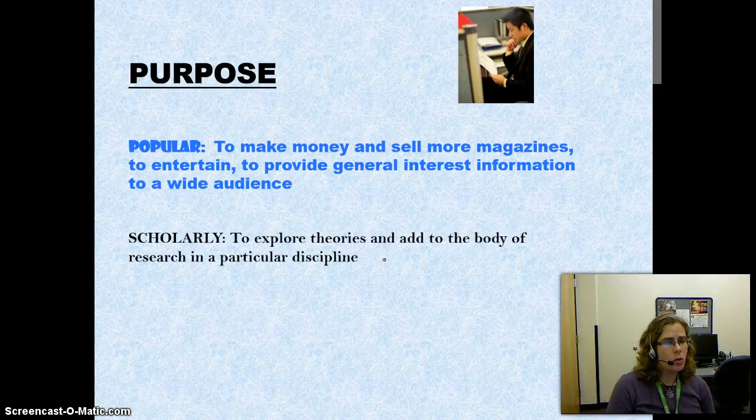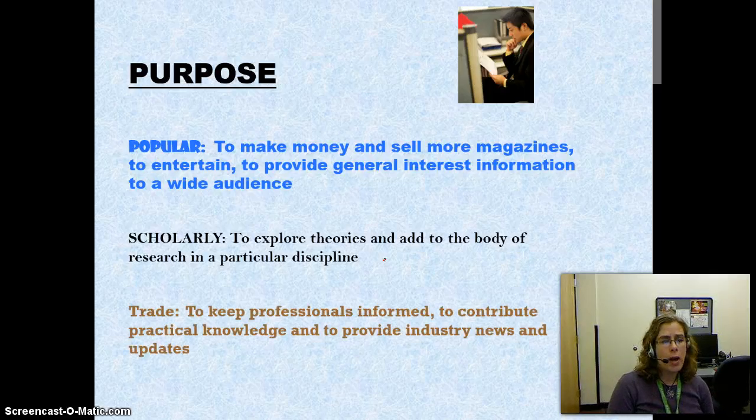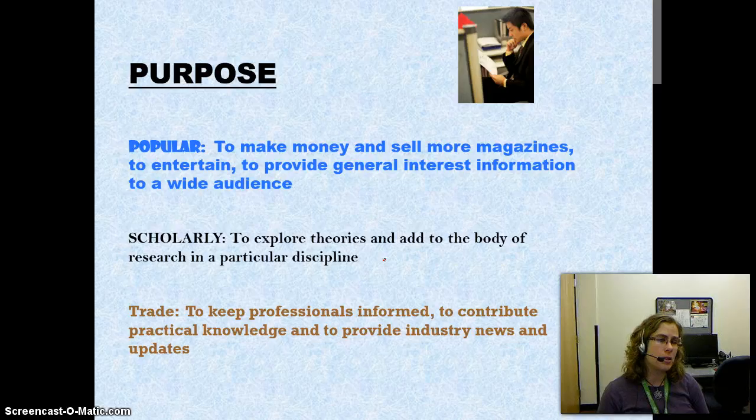A scholarly source is meant to explore particular theories, to provide the results of research in a particular discipline and add to the body of research that's being done. A trade journal is intended to keep professionals in a particular industry informed, to contribute practical knowledge and provide news and updates. It may contain updates about research, but a trade journal is not going to have the original research. You would find that in a scholarly title.